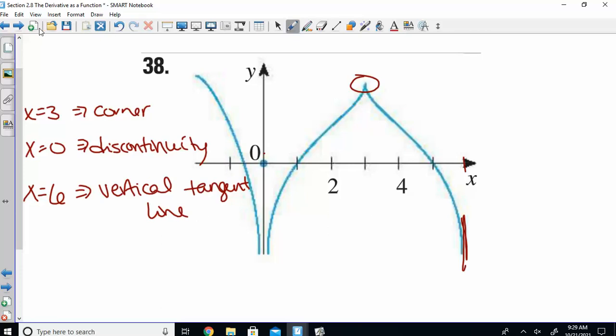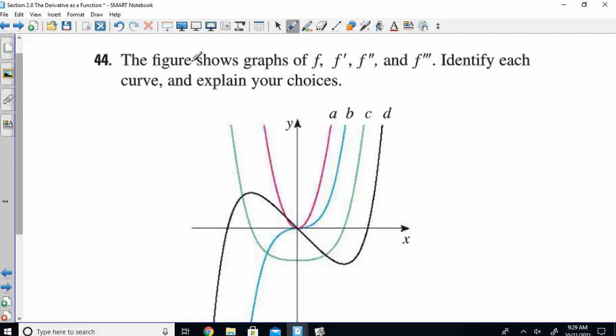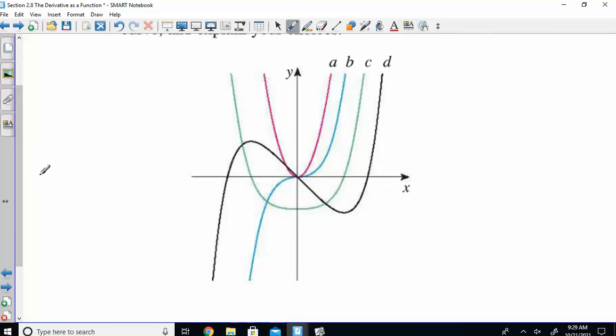Is this helping to kind of work through a sample problem with all the different things on here? So last one. I've given you 4 graphs here. One is the function, one's first derivative, second derivative, and third derivative. We need to figure out which is which. So this is kind of a daunting task to begin with.